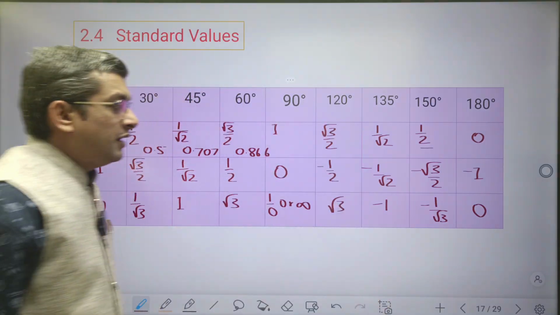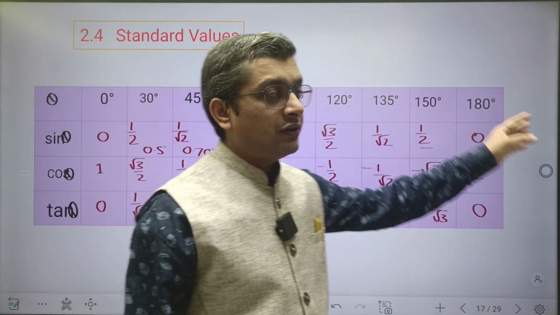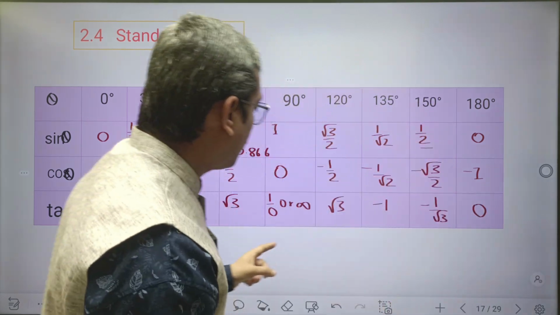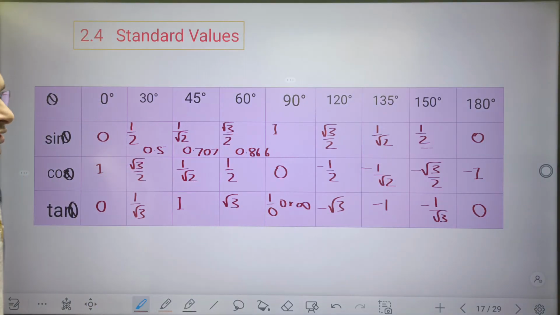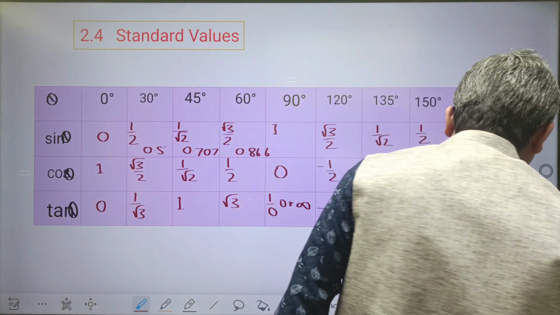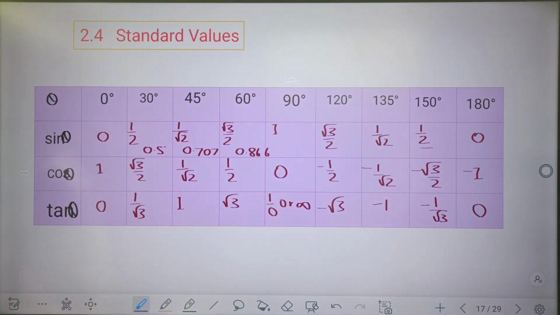But again, since this theta, 120, 135, 150, these thetas belong to the second quadrant, and in second quadrant the value of tan is negative, so put a negative sign in here. So these are some standard values, isn't it? Now if you want, then you can take a screenshot.